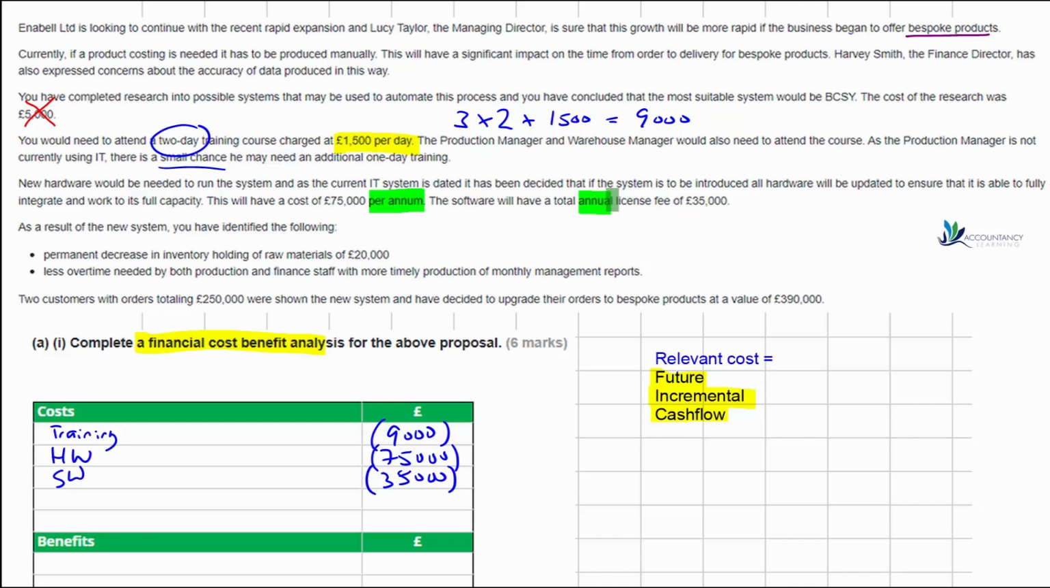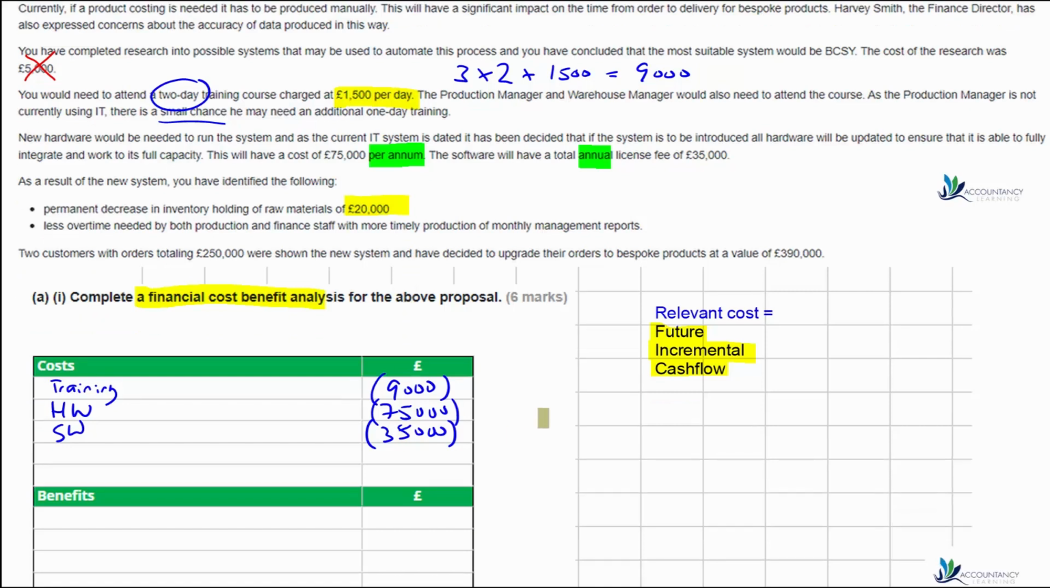Now we're also told, as a result of the new system, you've identified the following. There's going to be a permanent decrease in the inventory holding of raw materials, and that's a good thing. So this is a future decrease. It's incremental to us implementing this system, isn't it? And that's going to save us money. We're not going to have to spend so much money on the inventory. So that's going to be a relevant benefit, not a cost, but a benefit in this case. So we've got the inventory holding, and we're going to receive a 20,000 benefit of this.